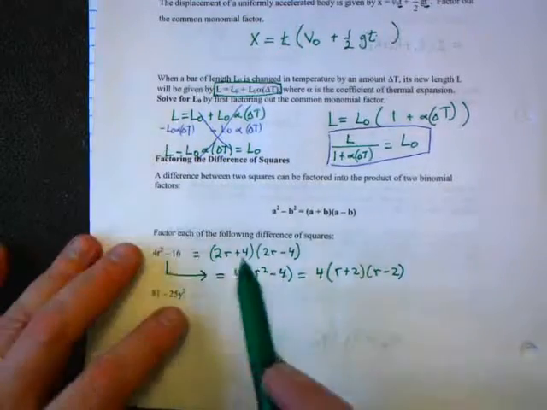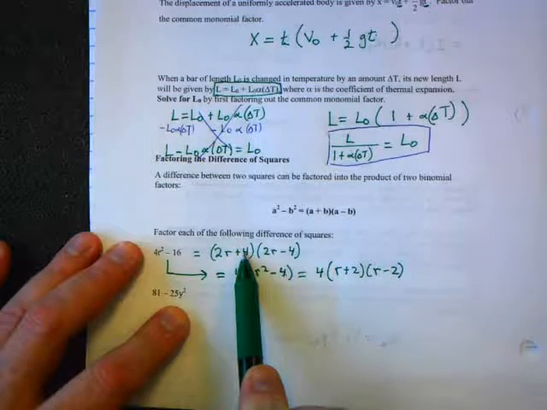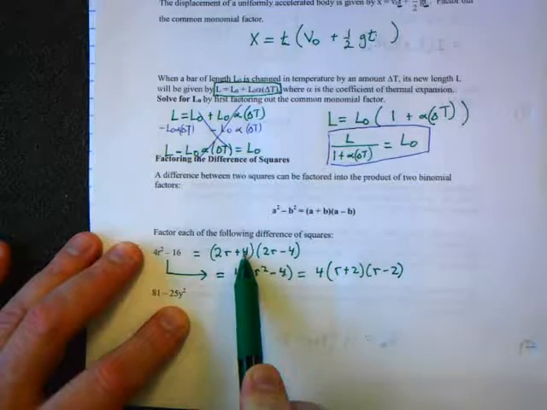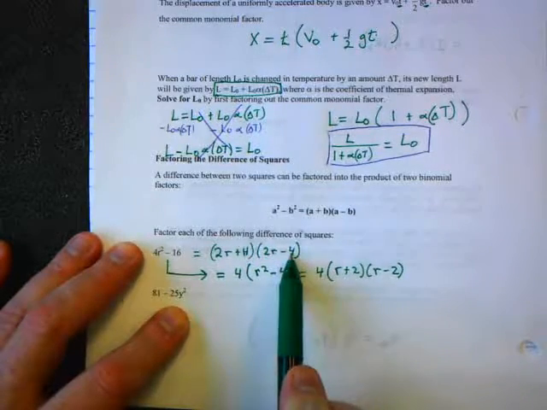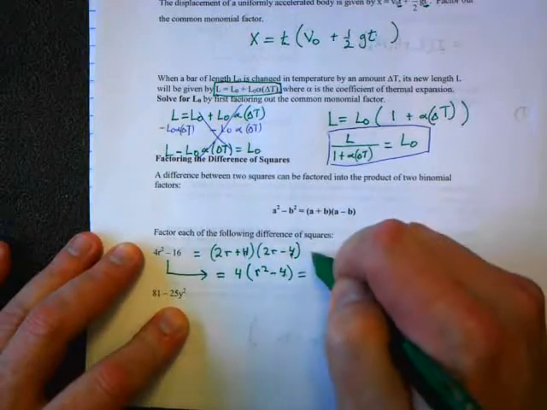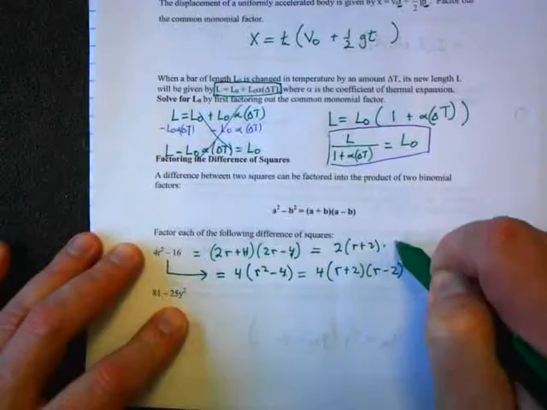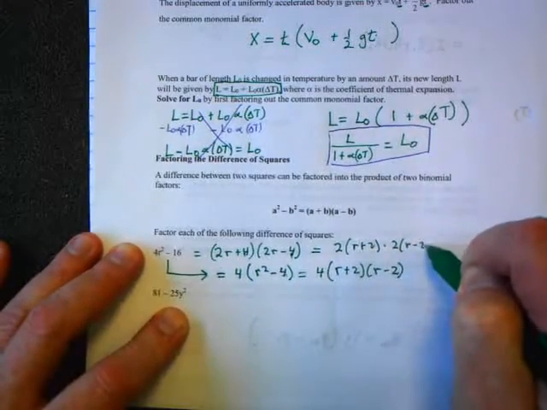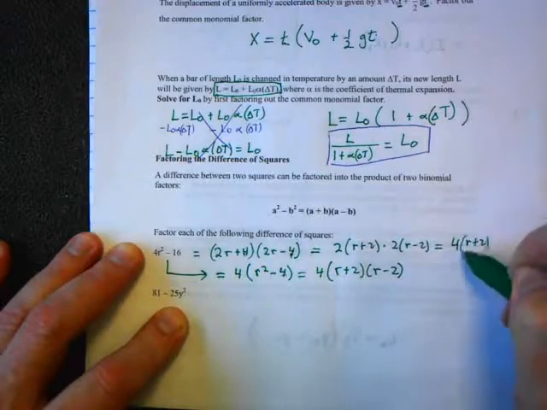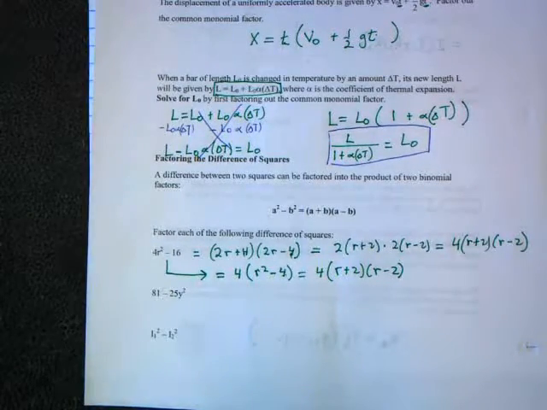Because notice that these two back up here that we had, 2r plus 4, there's a GCF there. What's the GCF on 2r plus 4? It's a 2. And then 2r minus 4, that also has a GCF. Its GCF is also 2. So I could write this as 2 times r plus 2 times 2 times r minus 2. And then I can multiply the 2's together. And I end up with the same answer in the end. But it's always better to take out the GCF first.